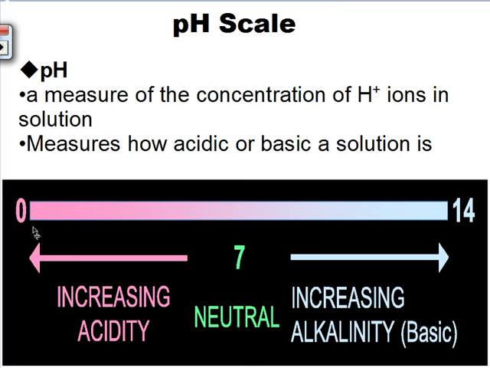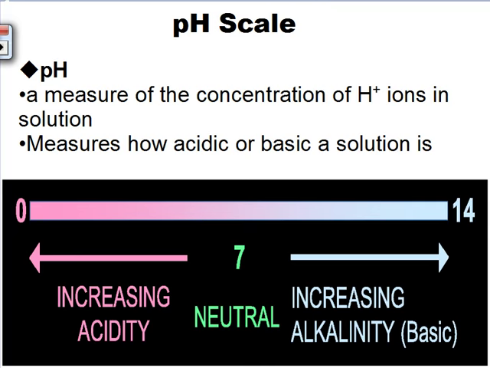It ranges from 0 to 14, with 7 being in the middle. Anything that is 7 is considered a neutral solution. Anything below 7 is increasing in acidity. Anything above 7 is increasing in alkalinity, or it's basic.